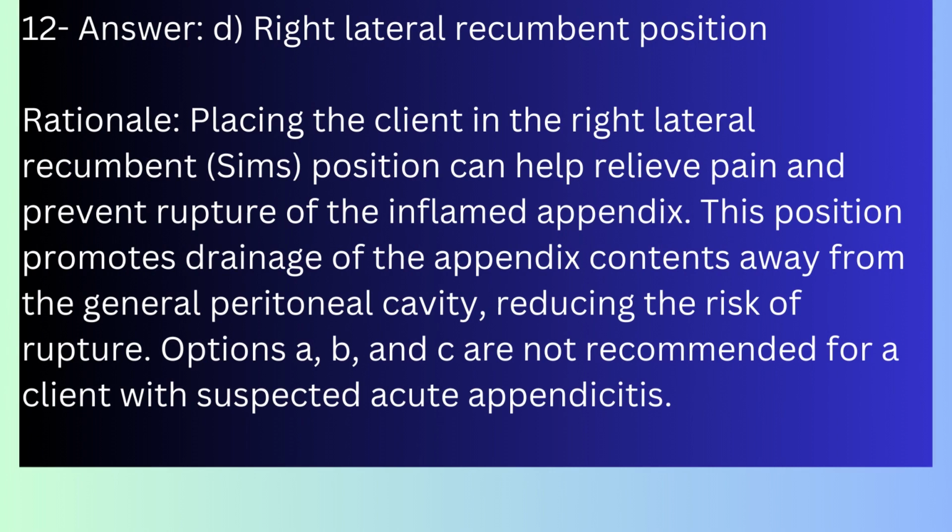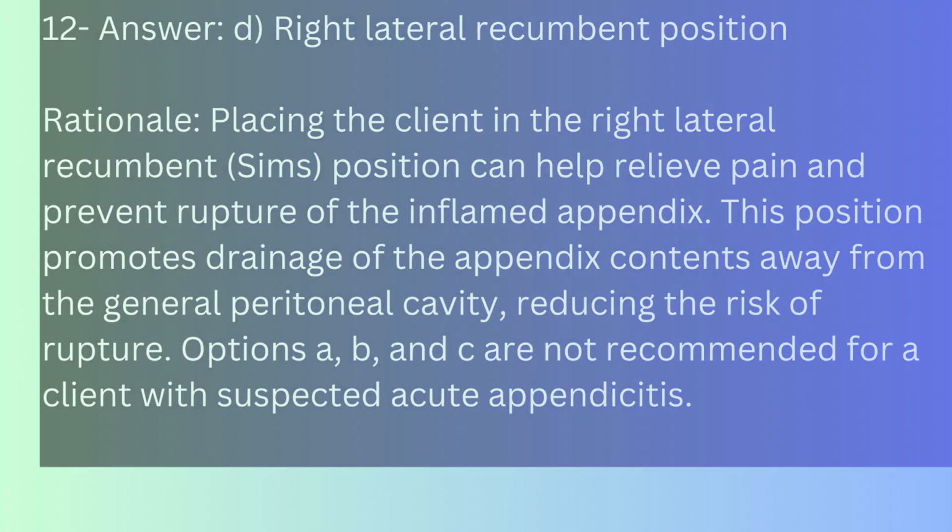Rationale. Placing the client in the right lateral recumbent, Sims, position can help relieve pain and prevent rupture of the inflamed appendix. This position promotes drainage of the appendix contents away from the general peritoneal cavity, reducing the risk of rupture. Options A, B, and C are not recommended for a client with suspected acute appendicitis.